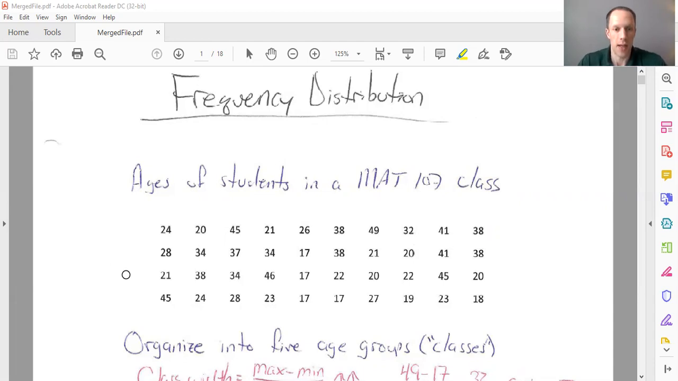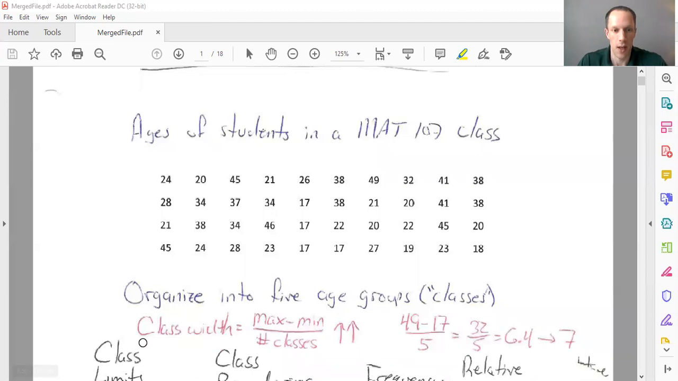So the first thing that we're going to have to do is calculate what we call the class width. And the way we find the class width is we take the maximum minus the minimum and divide by the number of classes. Now these arrows that I have over here pointing up are a reminder that no matter what number comes out of this calculation, whether it's a decimal or a whole number, doesn't matter what it is, I always have to go up to the next highest integer.